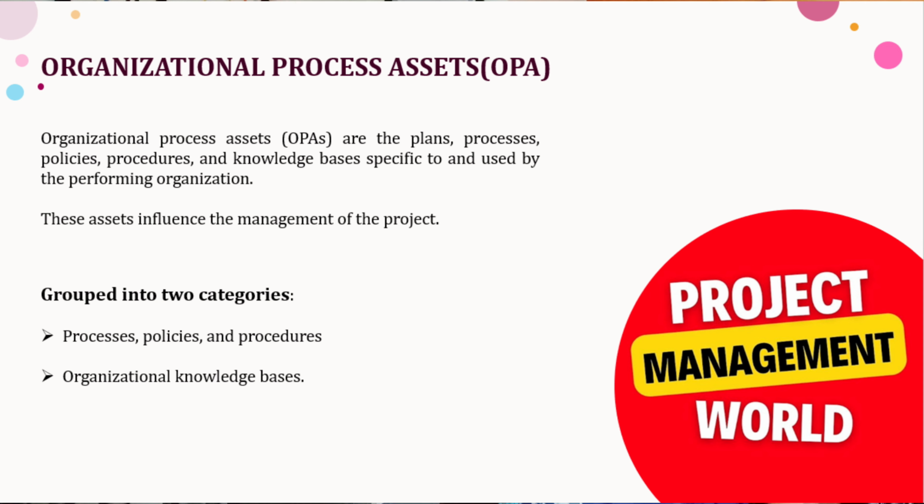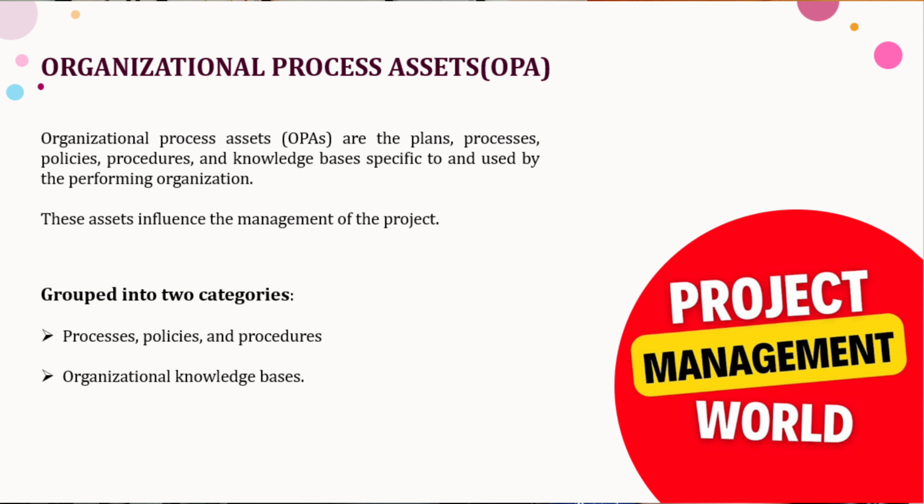These are grouped into two categories. The first one is processes, policies, and procedures. These are the standard processes that organizations have, the policies of the organization, and the procedures. There may be some standards that are unique to each organization. That is the first OPA category, and the next one is the organizational knowledge bases.